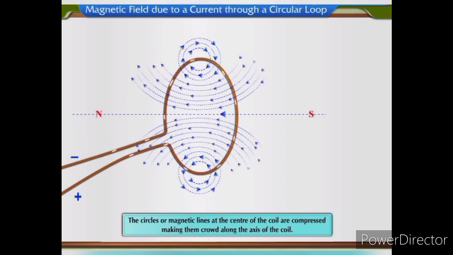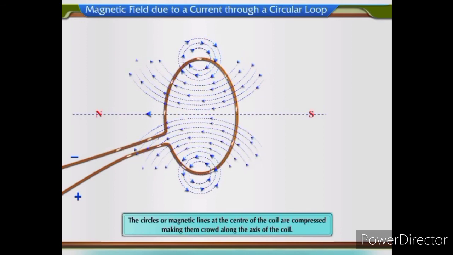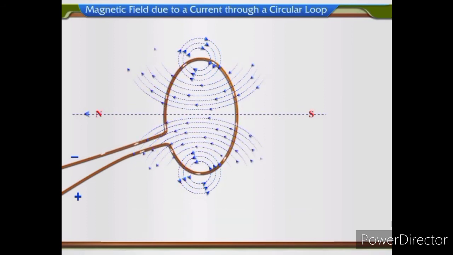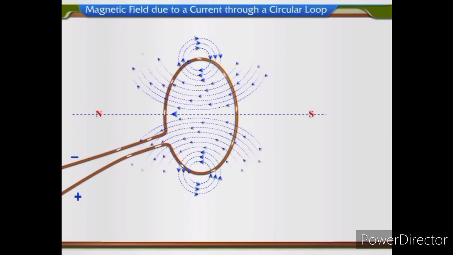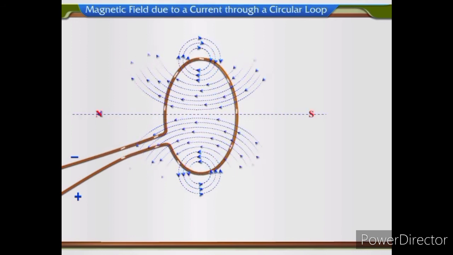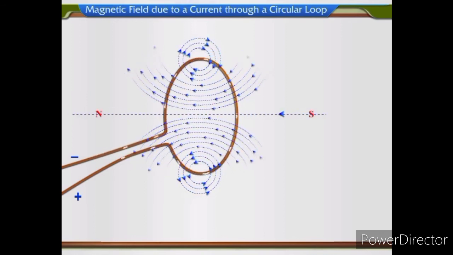The circles or magnetic lines at the center of the coil are compressed, making them crowd along the axis of the coil. Similarly, considering the effect of all the elements of the coil, we find that the magnetic field due to the circular coil is axial.